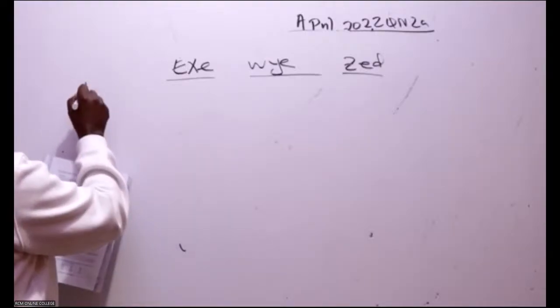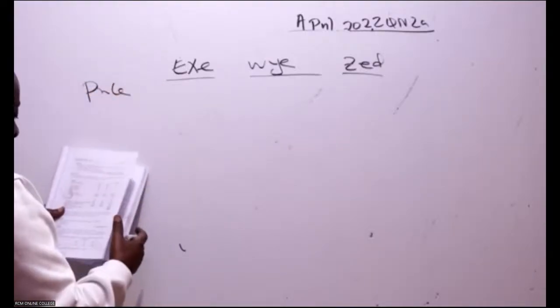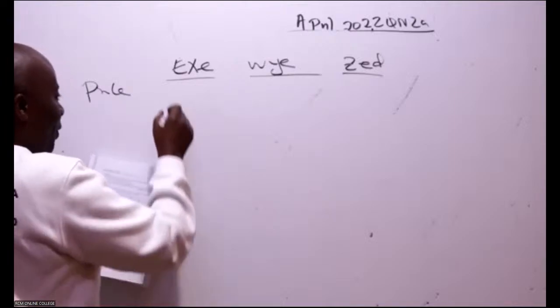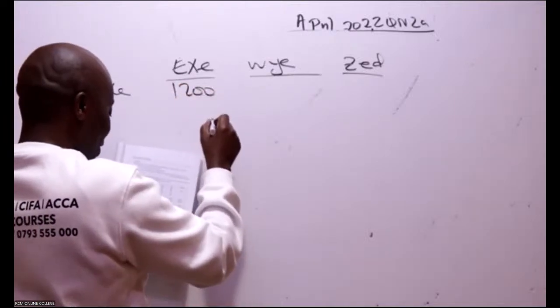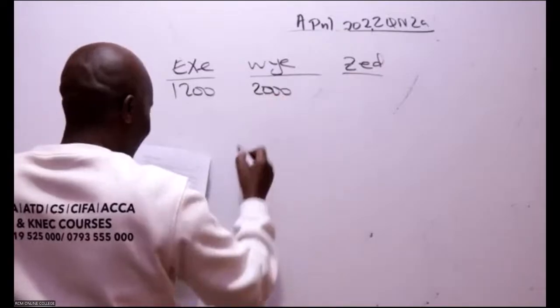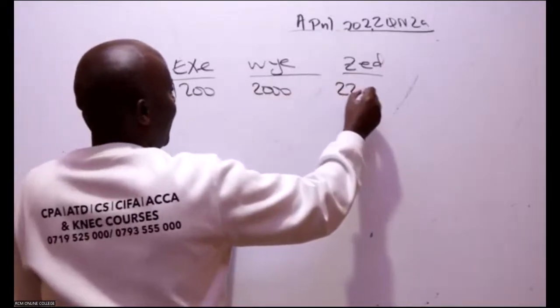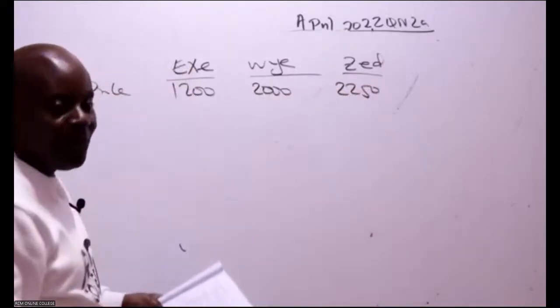So we have price, the selling price for X, 1,200. We have 2,000. Then we have 2,250. So we want to get the throughput contribution margin.